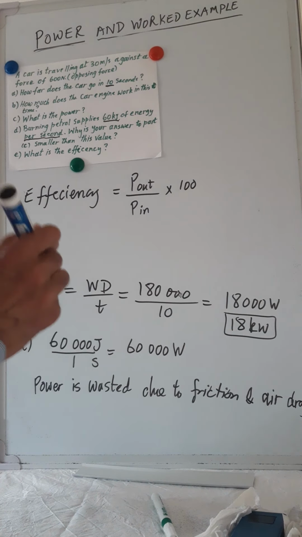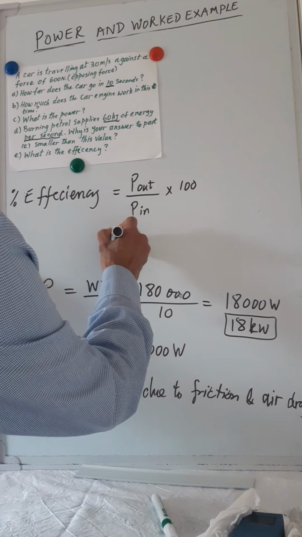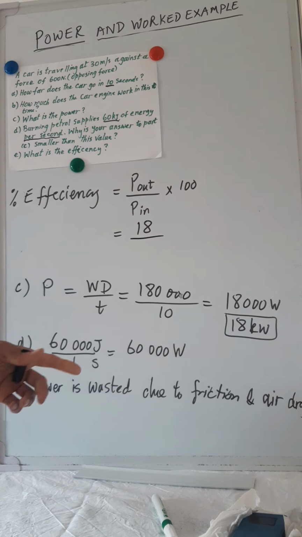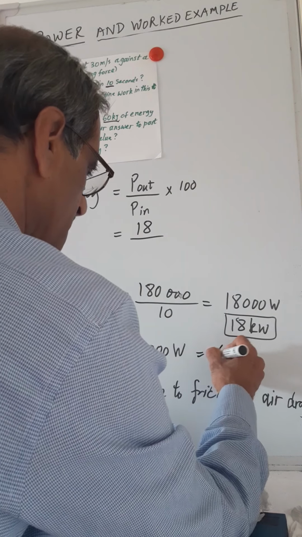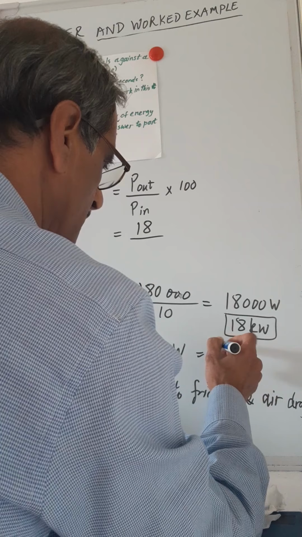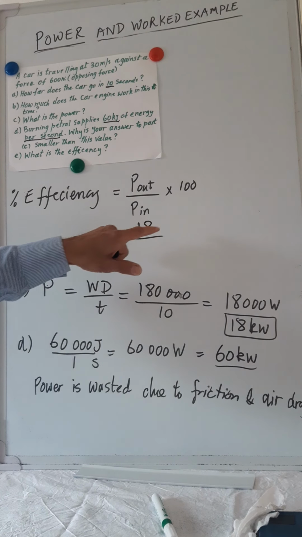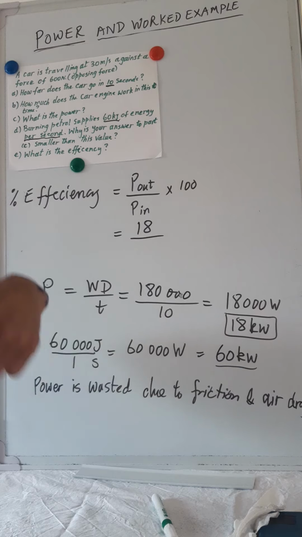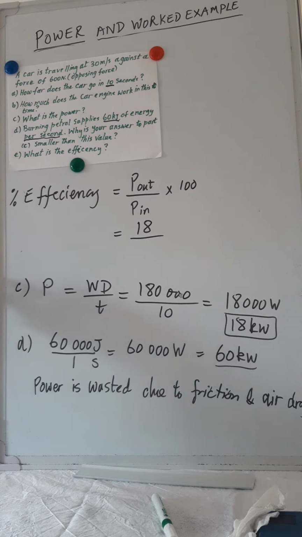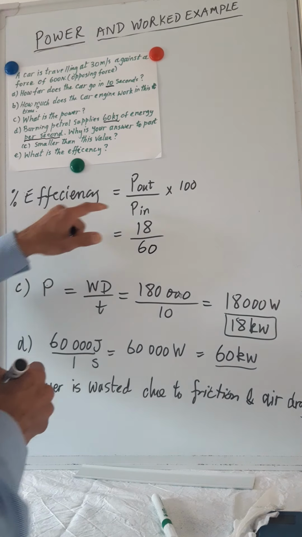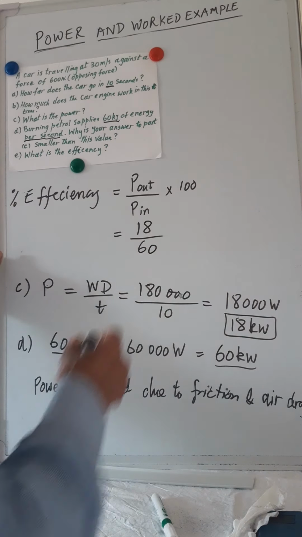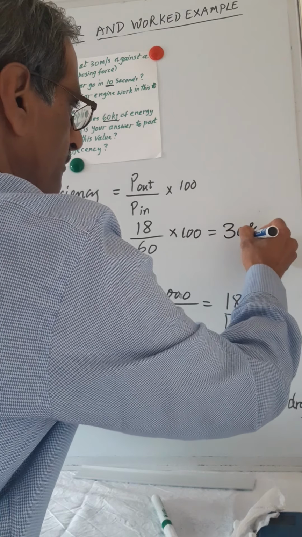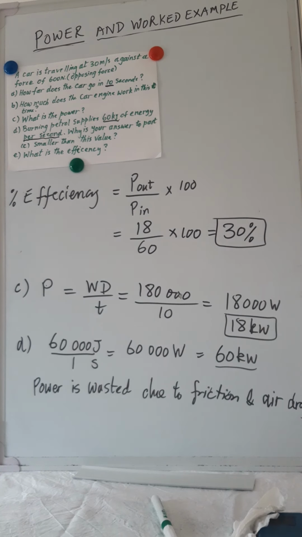So the power that we're getting out of this is 18 kilowatts. We can use the kilowatts in this. 60,000 watts is 60 kilowatts. So we are getting only 18 kilowatts out of the 60 kilowatts of power that we are supplying due to fuel, which is 18 divided by 60. The power we're putting in is 60. The power we're getting out is only 18. Times that by 100. That gives you 30%. So the efficiency of this is only 30%.